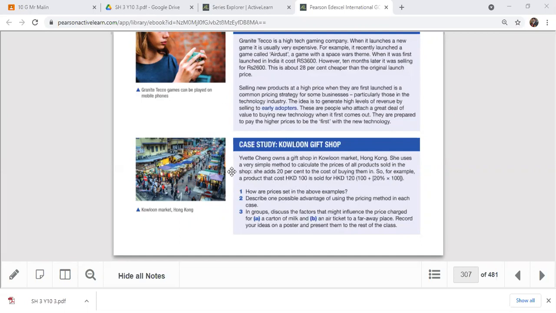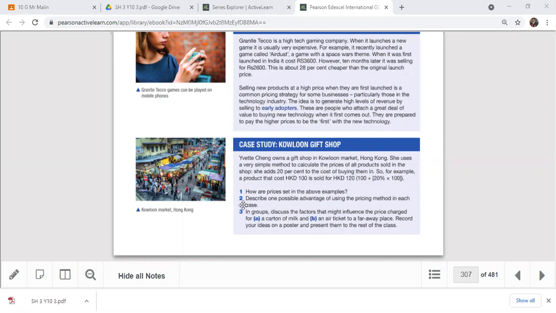So it is like a brainstorming session they are giving. So 20% she adds into everything in the cost of buying in. So for example, product cost is say Hong Kong dollar 100. The selling price will be adding 20%, which means 100 plus 20 is 120. Okay, so you can see the prices set in the above example. In both examples, you can see the technology industry is using a skimming method, and here it's a gift shop, so therefore they are using a cost plus method.